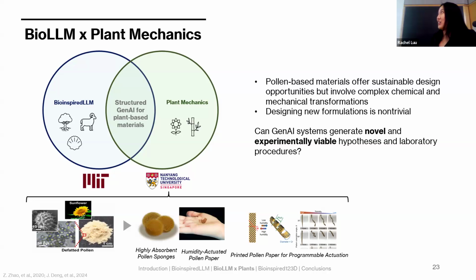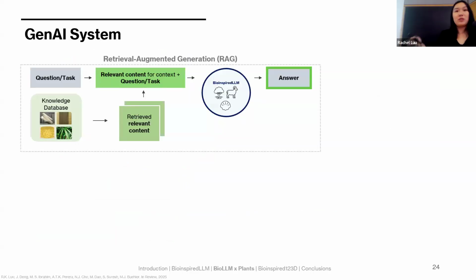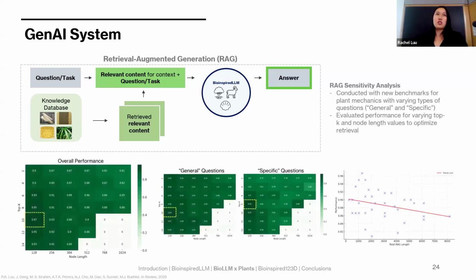So with this in mind, we had this Gen AI system that knew a lot about biological materials. And simultaneously, we had these excellent collaborators in Singapore that worked on plant mechanics. And we were really curious, what if we built a Gen AI system that could really support this research? So here's what that system looks like. I already showed this before, but bringing it back, RAG is here again. But instead of the knowledge database being that original corpus, we're going to inject those plant mechanics papers to give our model that plant mechanics focus. And when we do stuff like this, we also do a bunch of sensitivity analysis.